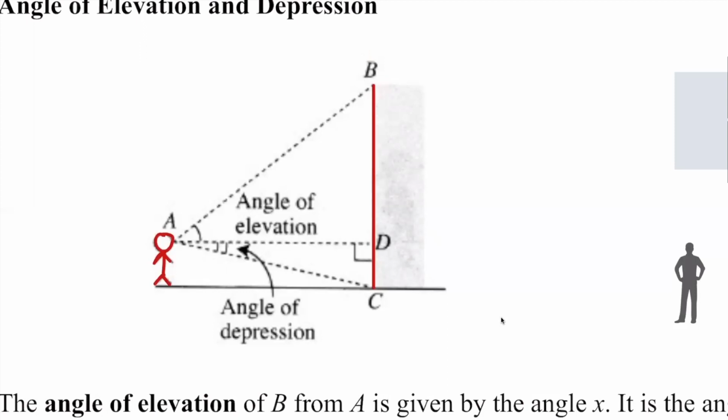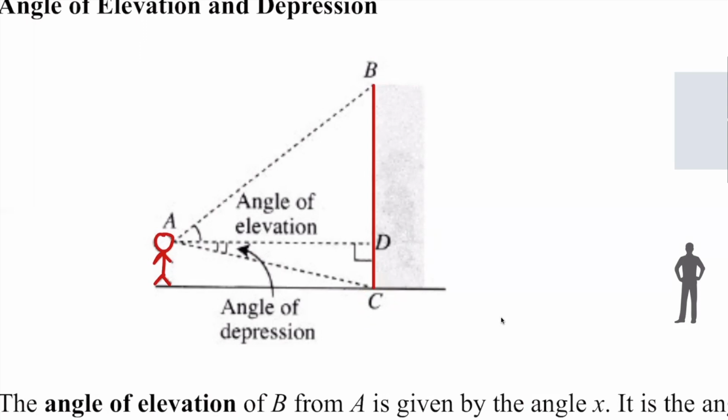Okay, so angle of elevation is attempting to measure how much you tilt your head upwards just to look at the top. Angle of depression, on the other hand, is how much you tilt your head downwards to look below. So for example, to look at the bottom of the wall.